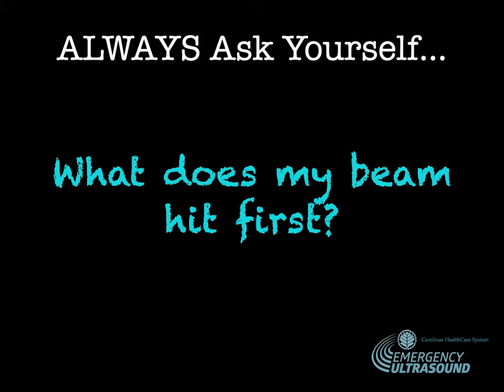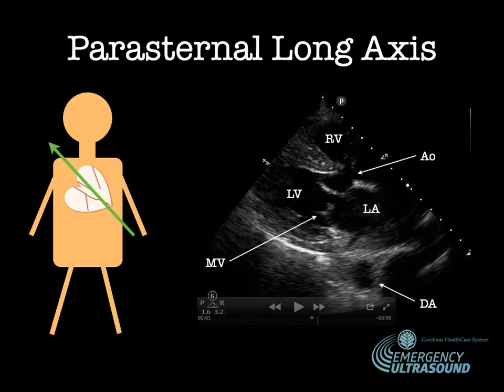The thing you want to ask yourself is, where does my beam hit first? So we know that the first thing the beam hits is what's going to be at the top of the ultrasound screen. So when we're looking at our parasternal long axis, we have the probe marker pointing to about 10:30 or the patient's right shoulder. And that's really important to remember, where your probe marker is pointing for each of these axes. So parasternal long axis, I'm starting with the probe marker at around 10 or 10:30, towards the right shoulder, and trying to get the best image.